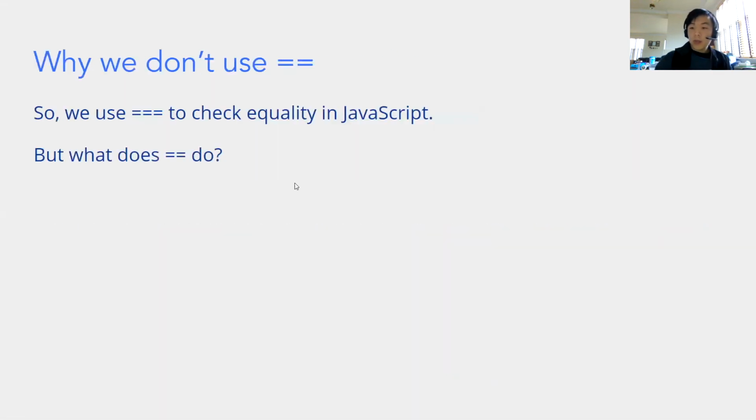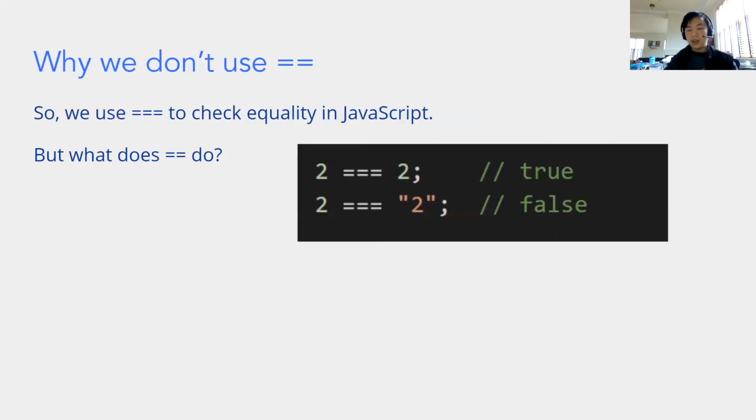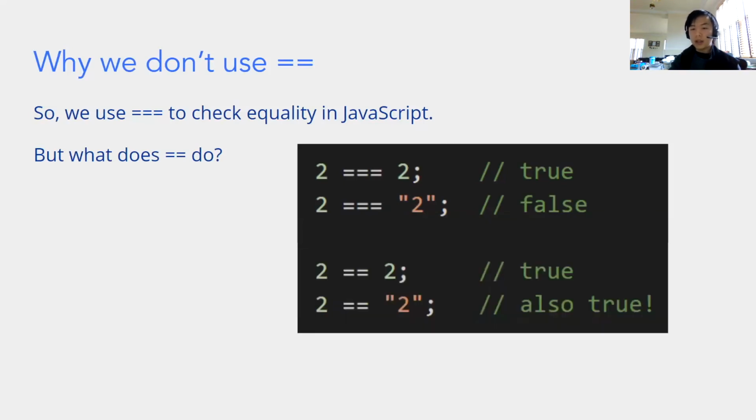Right. Something I mentioned briefly before, I'm just going to go over briefly now, is this double equals, which you might want to use if you come from other languages. But this is why we don't use double equals in JavaScript. Here, this behaves as expected. 2 equals 2 is true. 2 equals string 2, false. However, if we use double equals, they're both true. 2 equals string 2. What's going on?